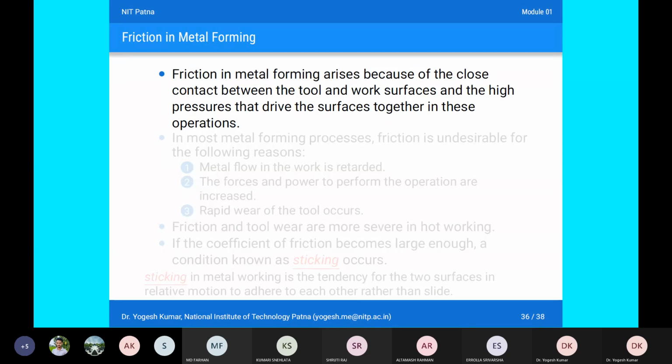Normally friction in metal forming arises because of the close contact between the tool and work surface and the high pressure that drives the surfaces together in these operations. So let us try to understand what happens in the case of any forming process. Let us take one example. Suppose you are having an extrusion die, something like this. Let me draw the diagram.